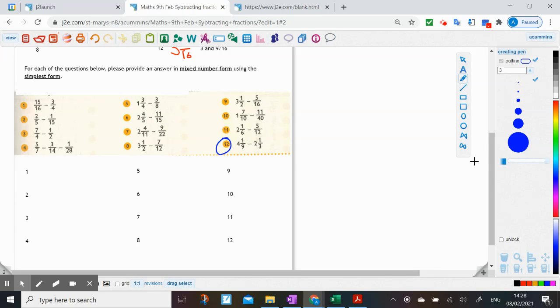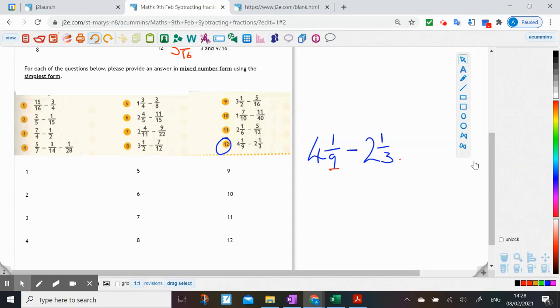So let's try this one. And I'll give you a chance to pause the video and see if you can complete it. And I'll go through the answer with you. So 4 and a 9th, take away 2 and a 3rd. So of course, I'm sure you're shouting at the screen now that there is no common denominator there. So we need to find one.